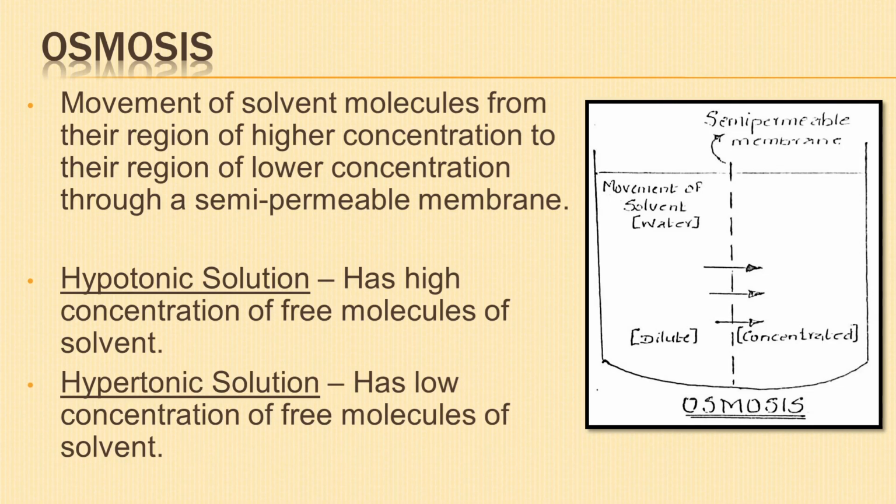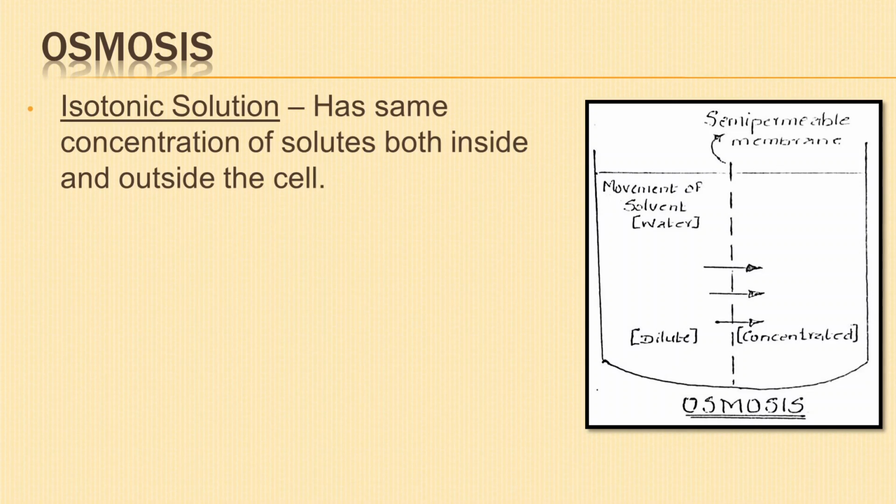Hypertonic solution has low concentration of free molecules of solvent. If the medium is hypertonic compared to the cell cytoplasm, the cell will lose water through osmosis. An isotonic solution is one that has the same concentration of solutes both inside and outside the cell. If the medium is isotonic, there will be no net movement of water across the cell membrane.